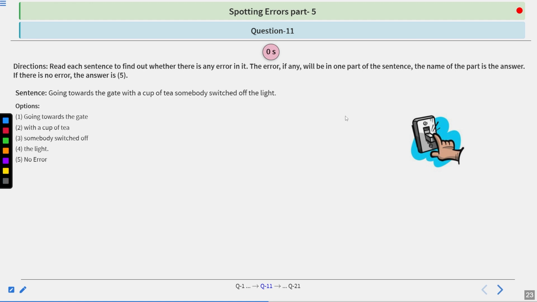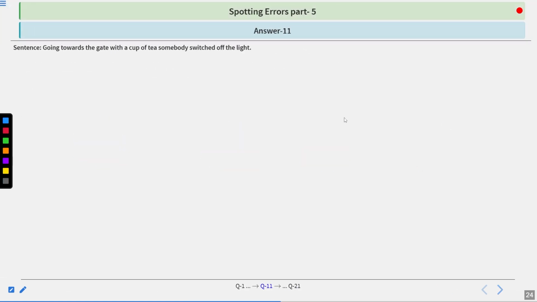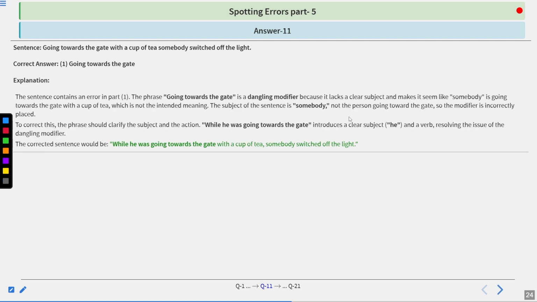I hope you have answered. Let's look at the correct answer. Going towards the gate, option number 1. Let's look at the correct explanation. The sentence contains an error in part 1. The phrase "going towards the gate" is a dangling modifier because it lacks a clear subject and makes it seem like somebody is going towards the gate with a cup of tea, which is not the intended meaning. The subject of the sentence is "somebody," not the person going towards the gate. So the modifier is incorrectly placed.